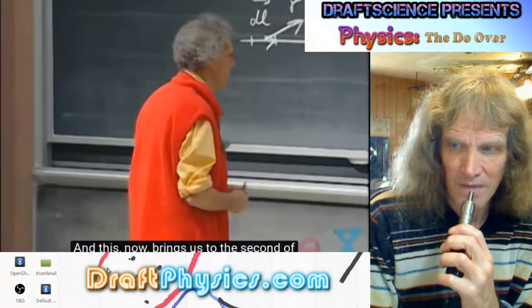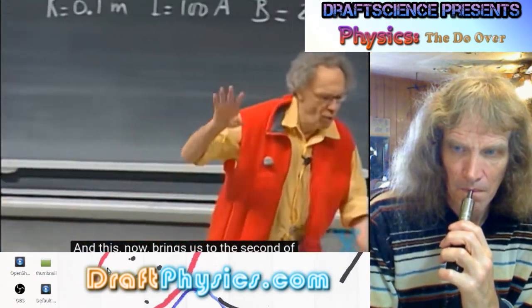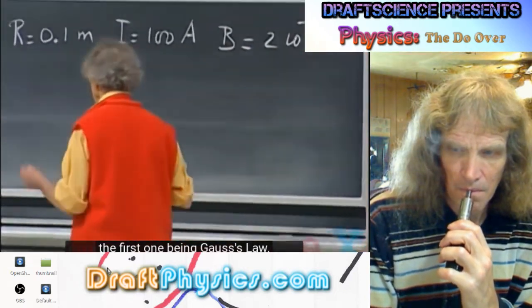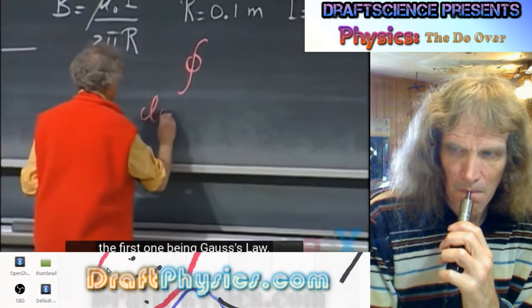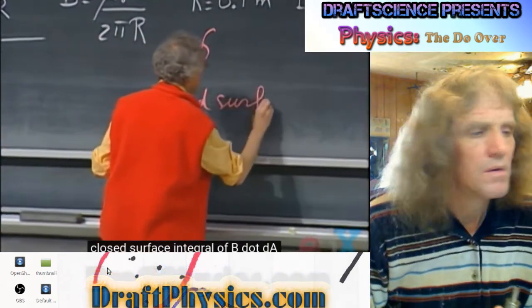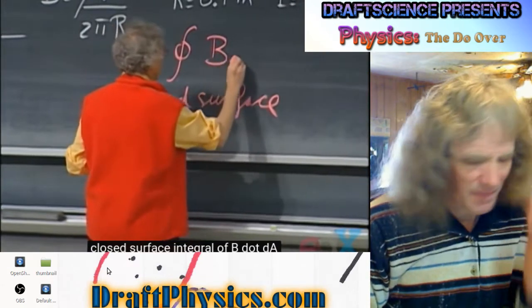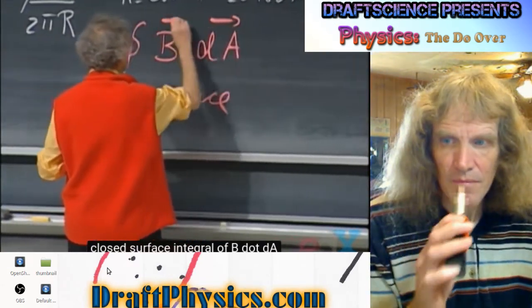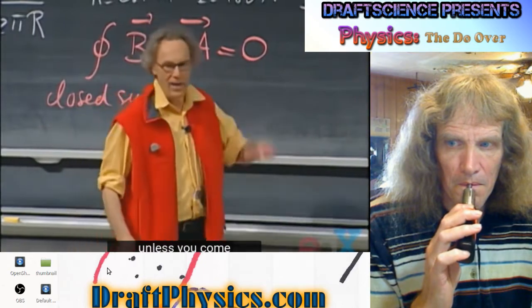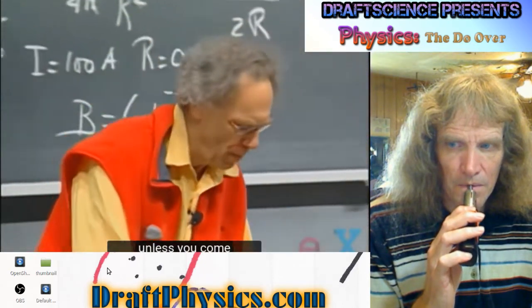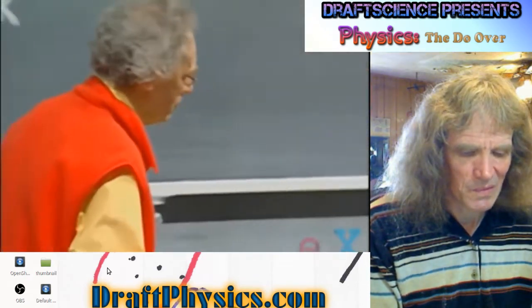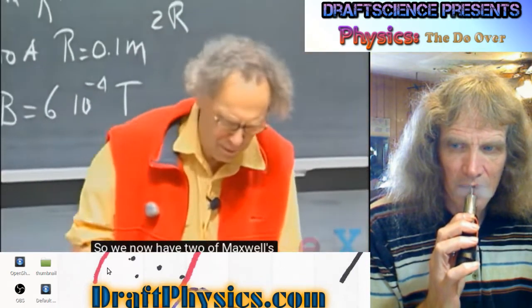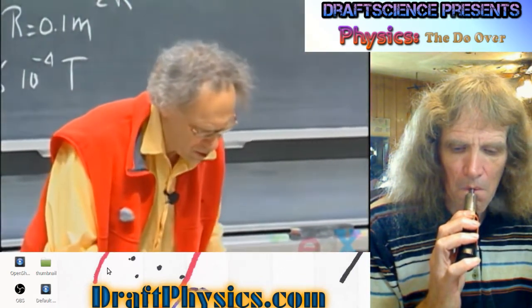And this now brings us to the second of 4 Maxwell's equations. The first one being Gauss' law. The second one is that the closed surface integral of B dot dA is always 0, unless you come with a magnetic monopole. So we now have 2 of Maxwell's 4 equations in place. Historic day.